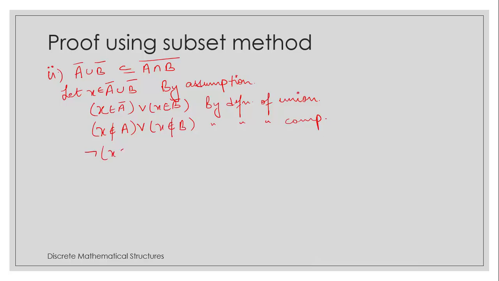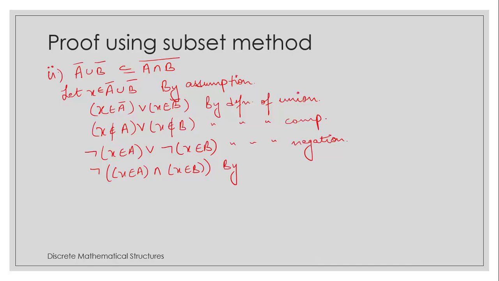This can be written as negation of x belongs to A or negation of x belongs to B. This is by definition of negation. Then this can be written as negation of x belongs to A and x belongs to B. Now we are removing individual negations and moving it out of the outer bracket. So this is by using first De Morgan's law of propositional logic.